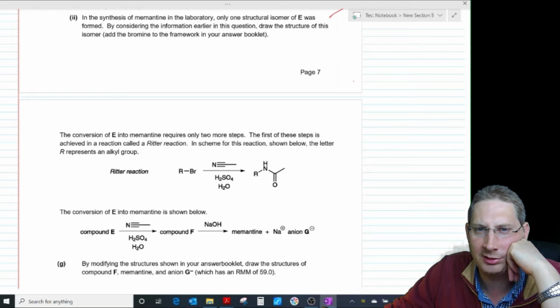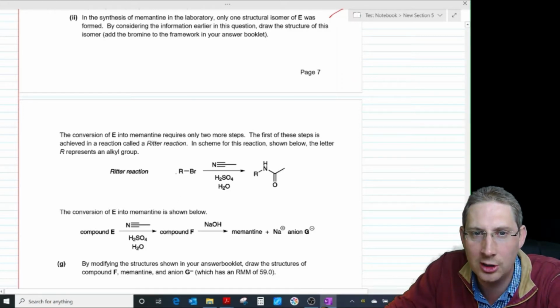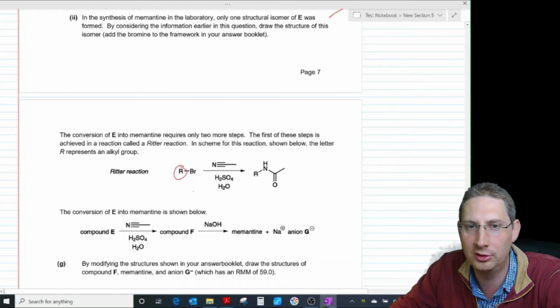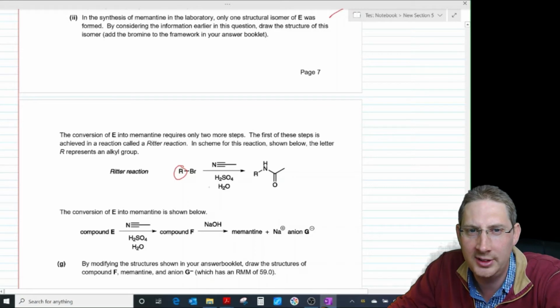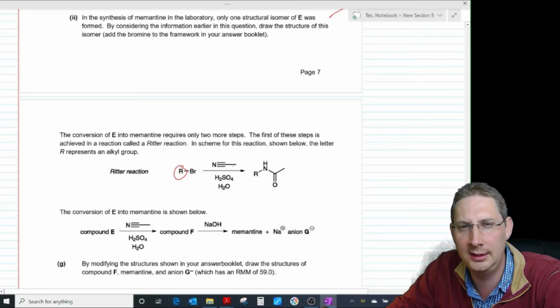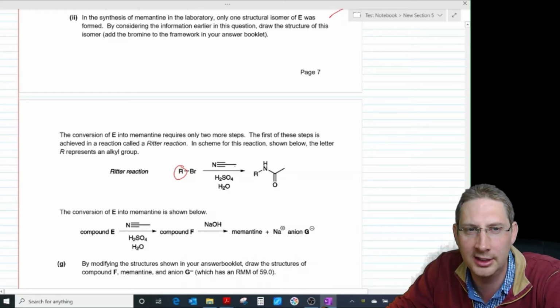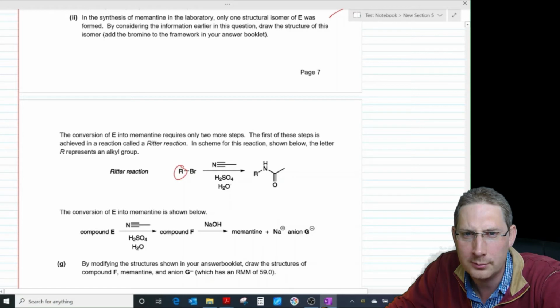In the scheme for this reaction shown below, the letter R represents any alkyl group, and this is really common. R is the boring bit of the compound that we're not interested in. So we take the R, we add cyanomethane actually, sulfuric acid, water, and we get this.